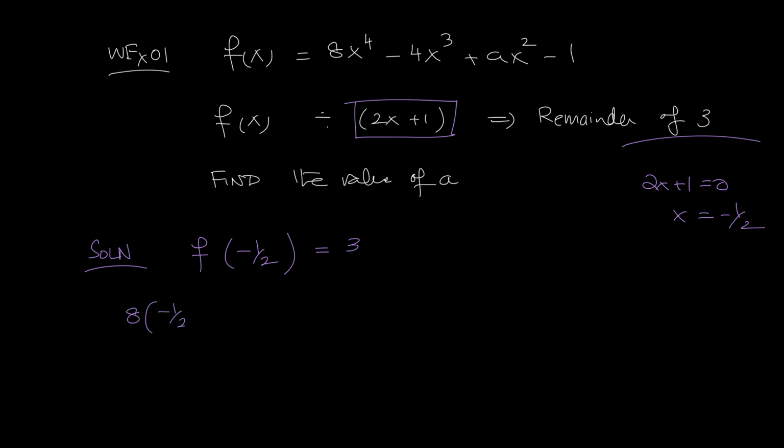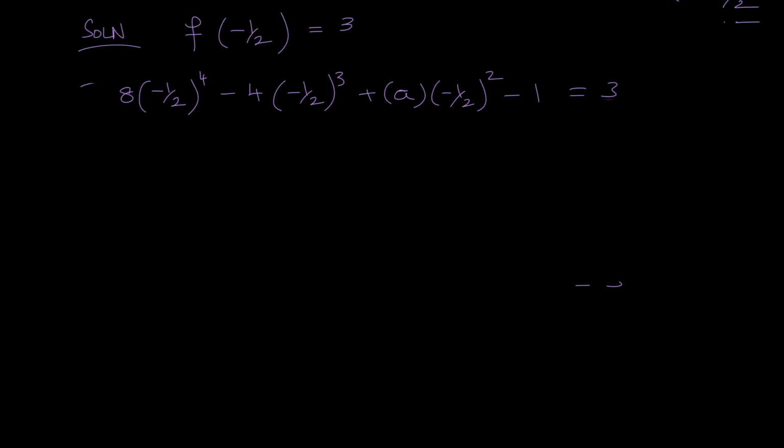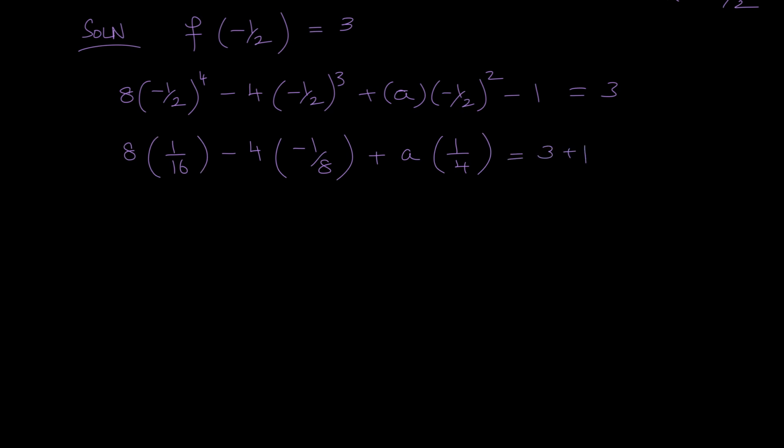8 into (-1/2)^4 minus 4 into (-1/2)^3, plus a into (-1/2)^2 minus 1 equals 3. So therefore this is 8 multiplied with 1/16 positive, minus 4 multiplied with -1/8, and a is being multiplied with 1/4, and this minus 1 I'm taking on the other side, that is 3 plus 1, which is 4.